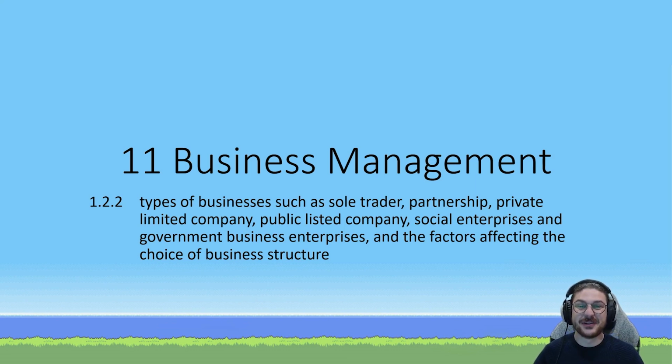In today's lesson, we're looking at key knowledge point 1.2.2. That is Unit 1, Area of Study 2, and the second key knowledge point for this area of study. Today specifically, we're looking at types of businesses, and helpfully this key knowledge point gives us a list of the different types of businesses we need to talk about. We also need to consider the factors that would affect your choice of business structure.